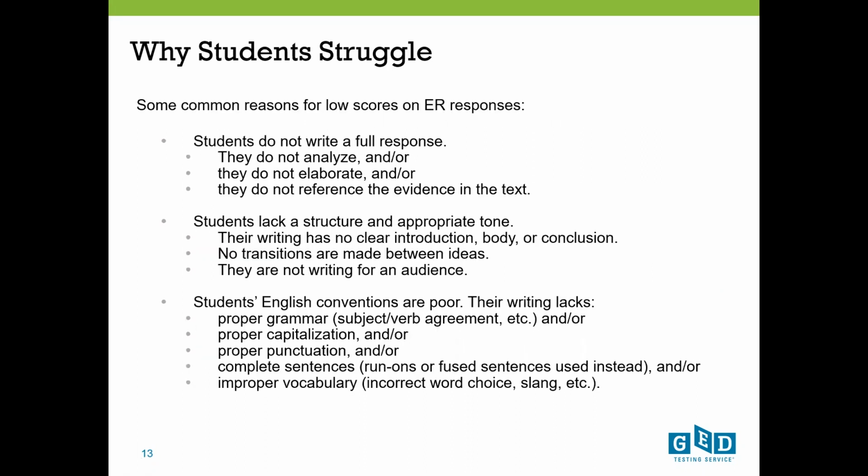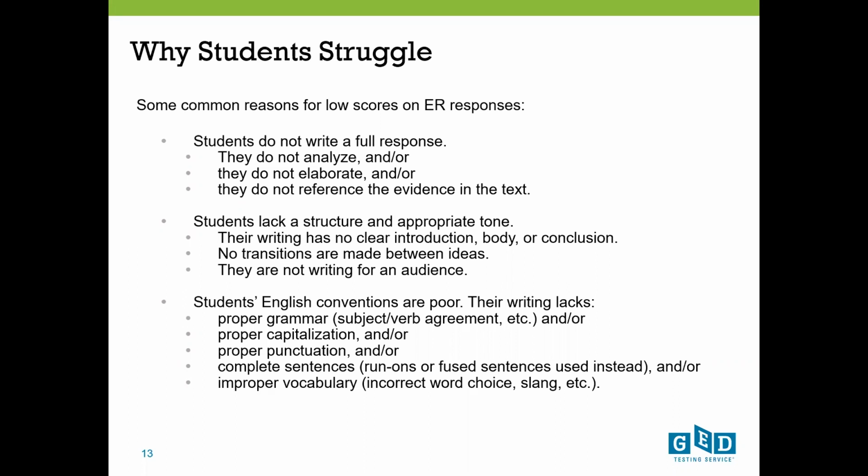Another common reason for low scores is that sometimes students do not write a full response. So they might get in there and start making an argument, but they might not be doing enough analysis. Or they put an idea down, but they're not elaborating on that. They're not really building their argument, or they're not even referencing the evidence in the text. Again, they might just be sticking with their own personal opinion, and the prompt clearly directs students to use evidence from the text to support their argument.